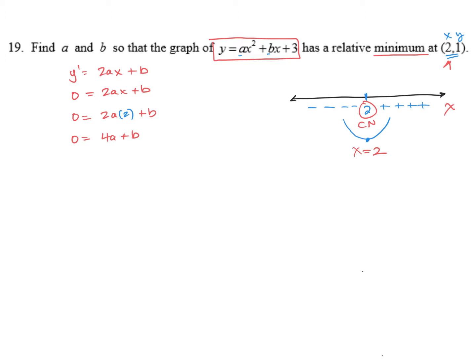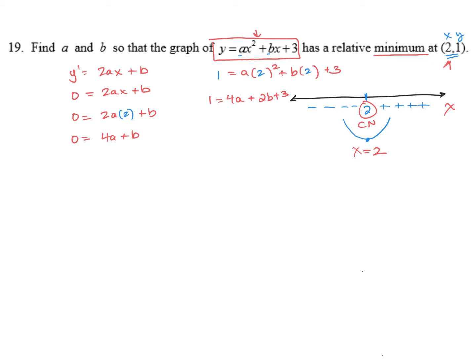So now we also know that at 2, when x is 2, y is 1. So we can plug that into the original equation. So when x is 2, y is 1. So 1 equals a times, remember x is 2, plus b, again, x is 2, plus 3. And we just solve or simplify. So that gives us 1 equals 4a plus 2b plus 3.